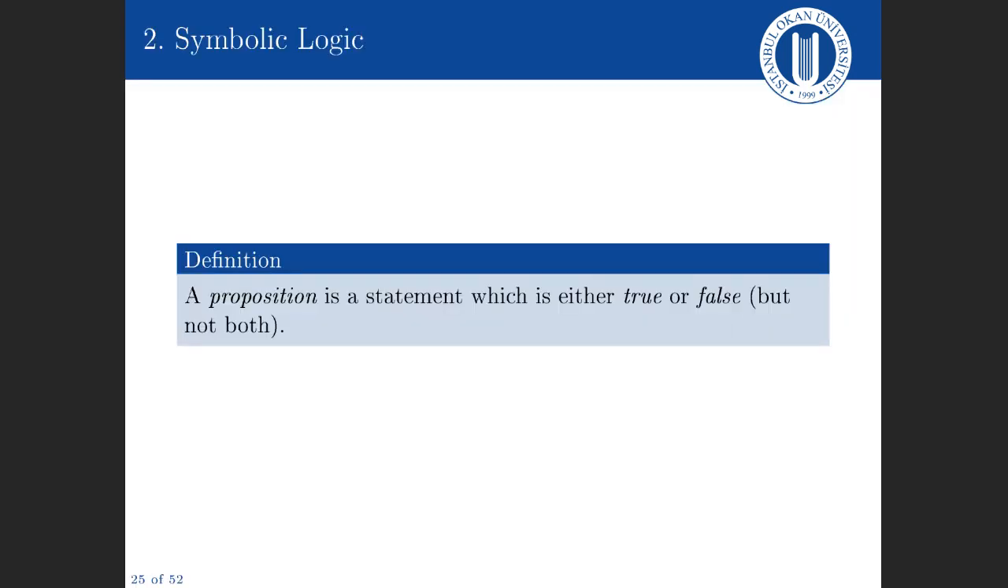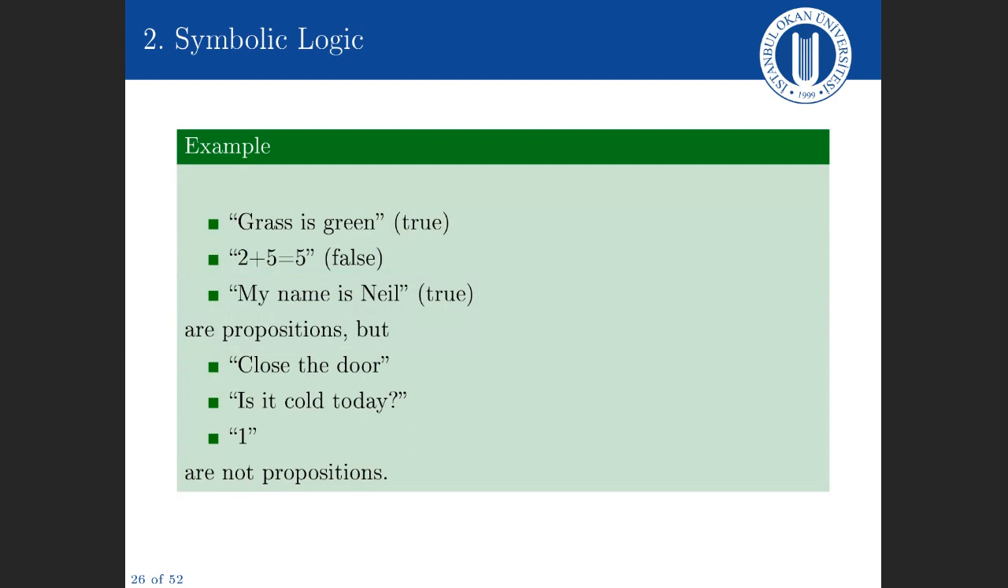Our next topic is symbolic logic. Logic is about propositions or statements which are either true or false, but not both. For example, grass is green. We can ask, is this a true statement or is this a false statement? And in this case, this is a true statement. So grass is green is a proposition.